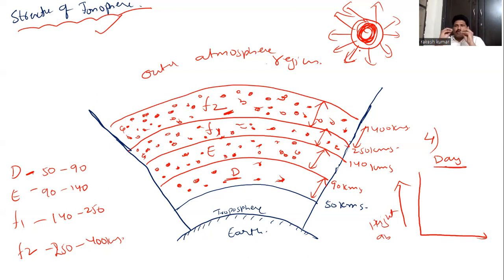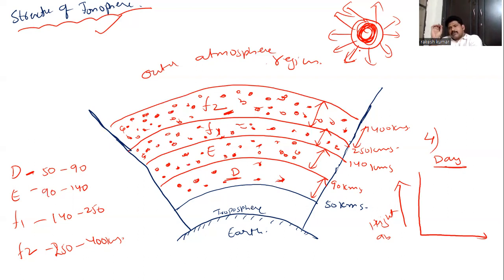Now tell me, how many layers are present in the morning time? Four layers. What are they? D layer, E layer, F1 layer, F2 layer. But at night time, the D layer vanishes, and the F1 and F2 layers combine as the F layer.